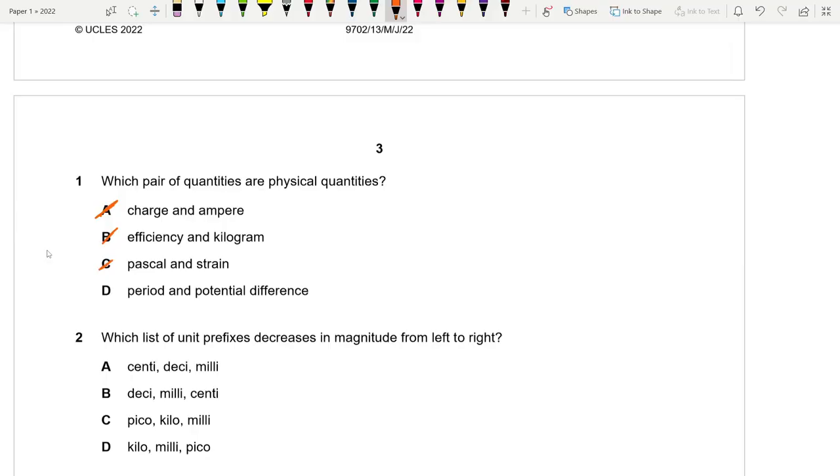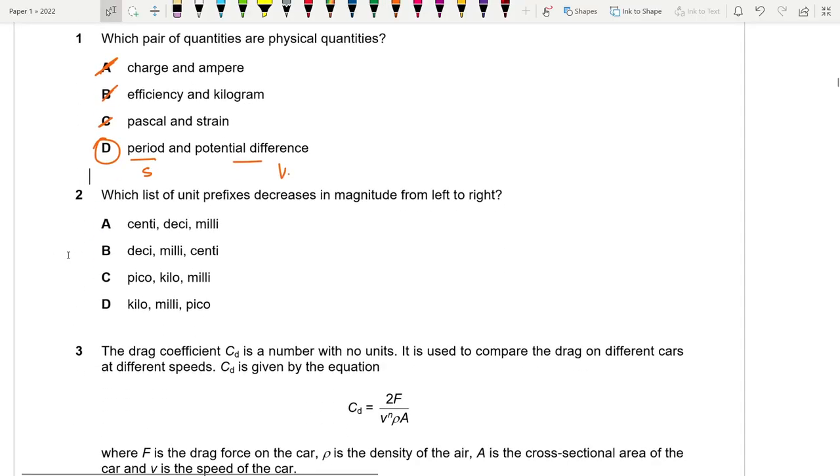Pascal is a unit, so it won't work. Period, the unit is second. And potential difference, the unit is volts. So these are in fact quantities. The answer is D. Let's go to 2.